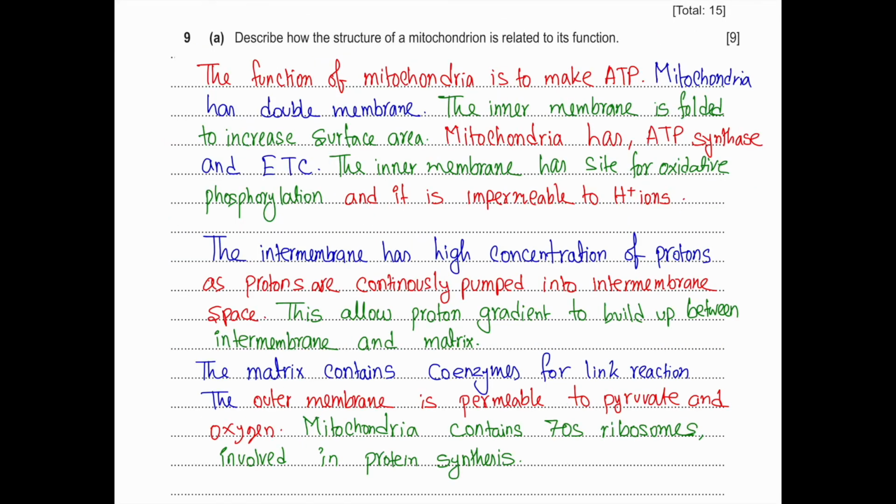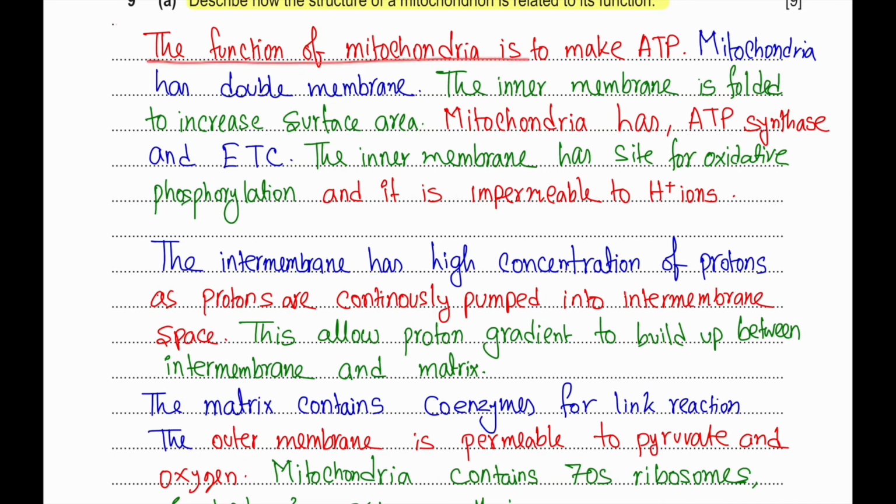Question number 9a. Describe how the structure of a mitochondrion is related to its function. The function of the mitochondria is to make ATP. Mitochondria have a double membrane. The inner membrane is folded to increase the surface area. The mitochondria have ATP synthase molecules and the electron transport chain in them. The inner membrane has sites for oxidative phosphorylation and it is impermeable to hydrogen ions. The intermembrane space has a high concentration of protons.